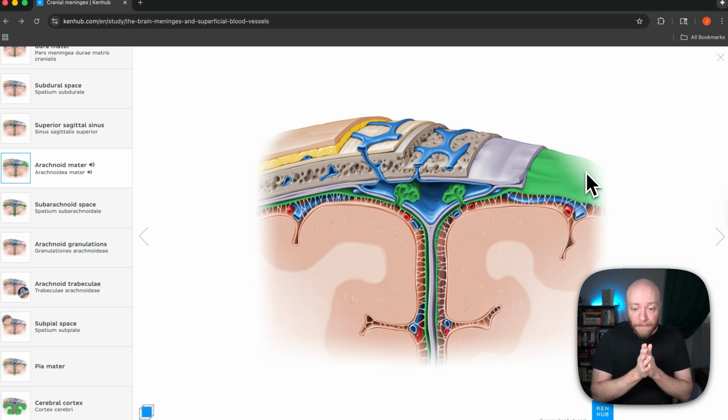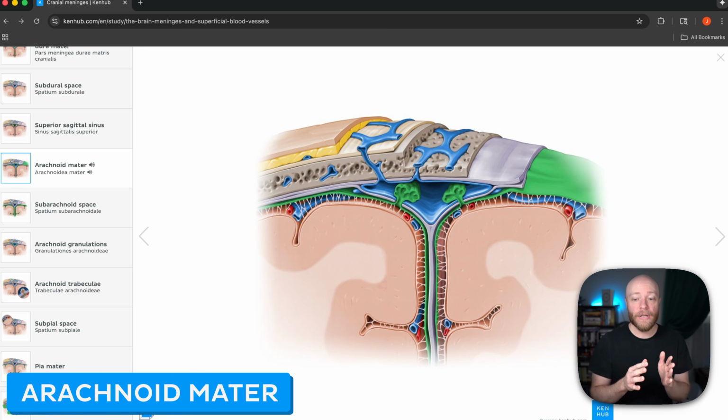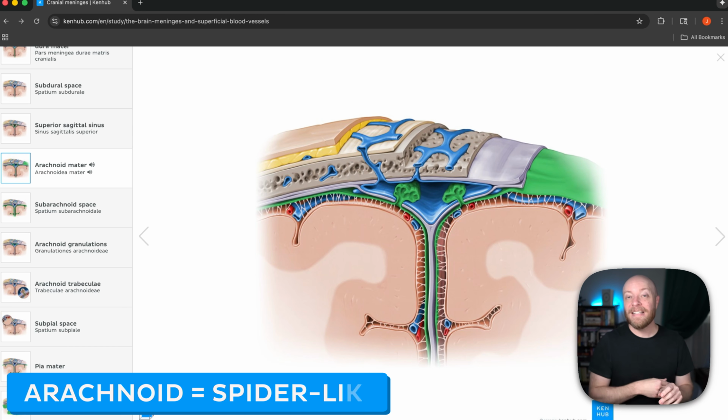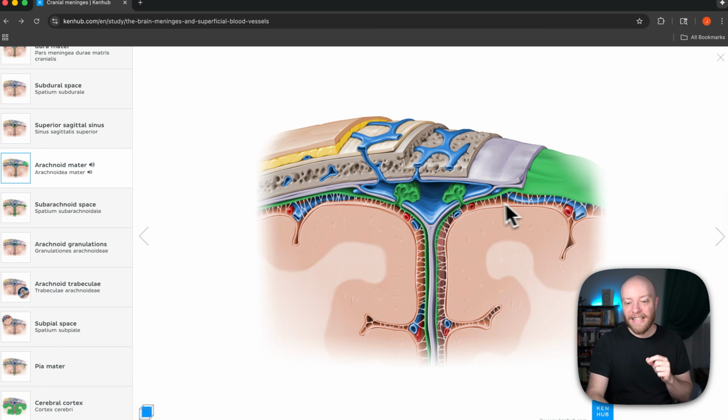All right, so now what we're looking at here is the arachnoid. So this is the arachnoid mater. That name probably stands out to you, arachnoid. It means spider-like. So this is the spider-like mother. It's going to get that name because of something we're going to see in just a moment that looks a little bit like spider webs. But this is the arachnoid mater. So I'm just going to call this the arachnoid.